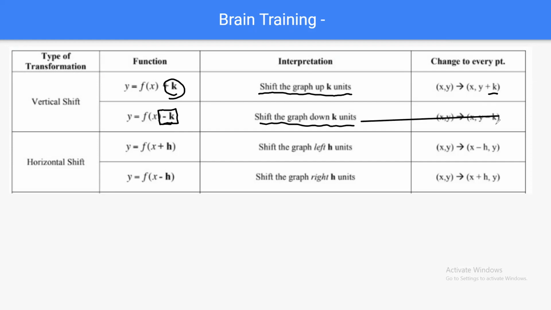And that means we are subtracting k from my y value, because it's a vertical shift.